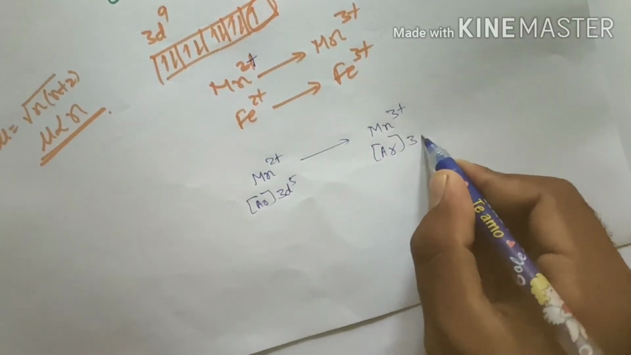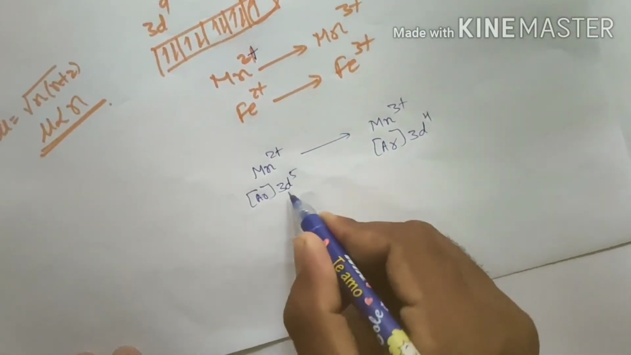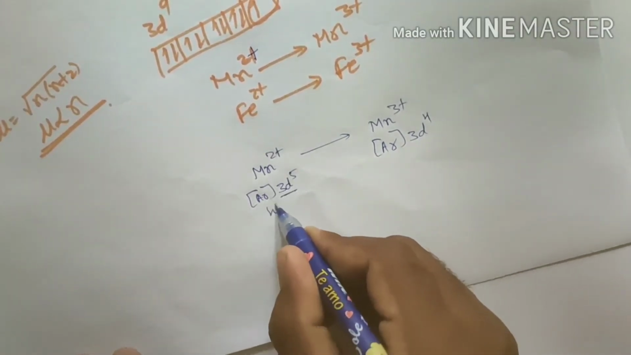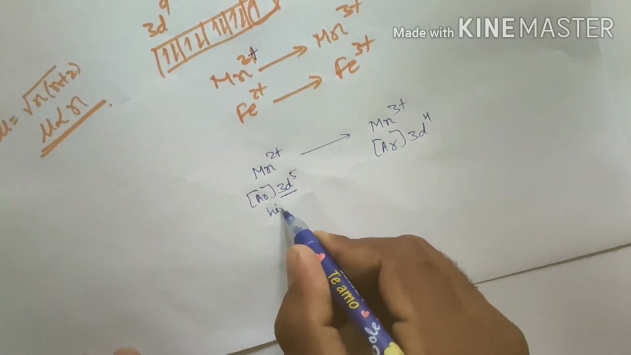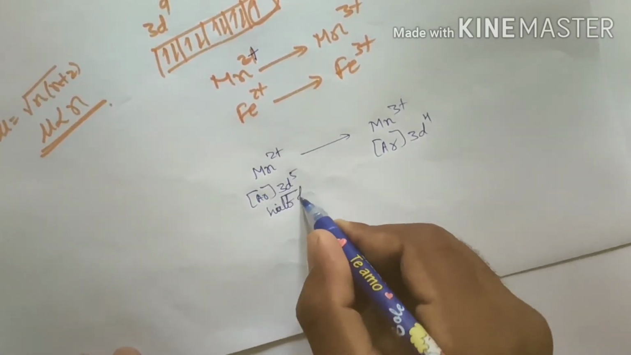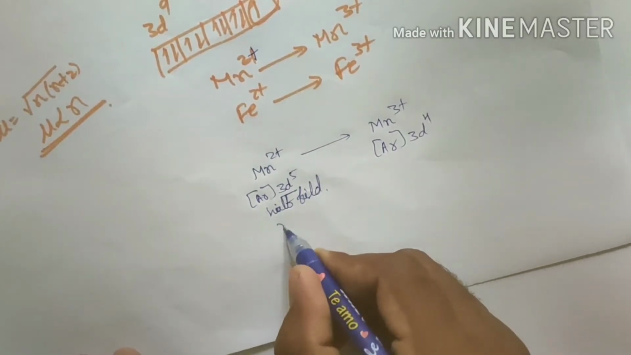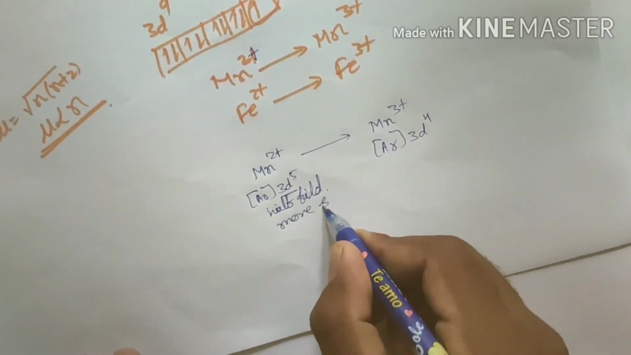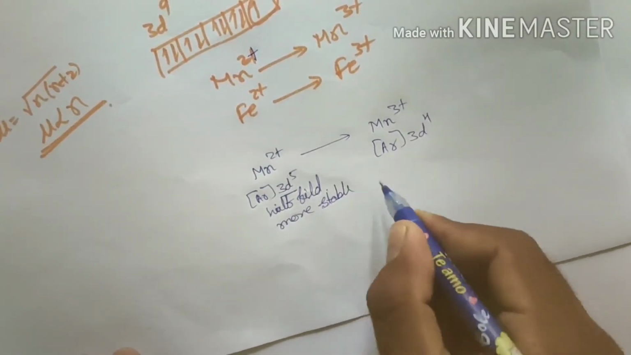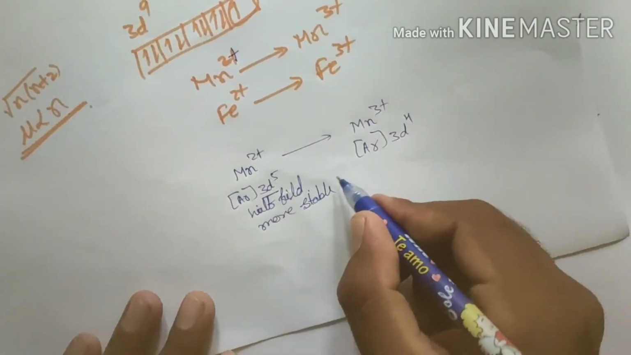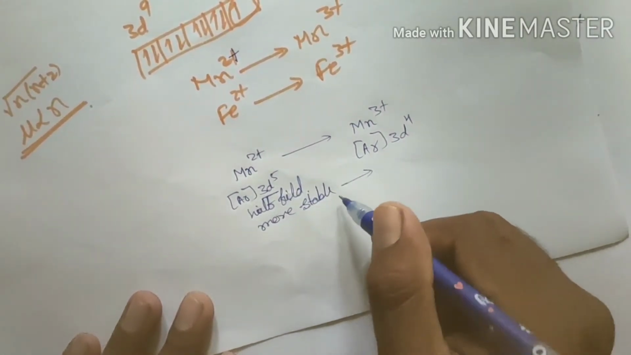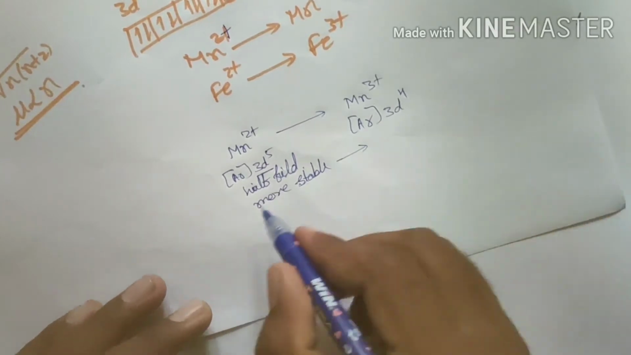Argon 3d4. You see here, this is completely half filled. Yes, right. A half filled orbital means it is more stable. If it is more stable, removing an unpaired electron from it is very difficult, right? It's very difficult. Okay, it is one case.